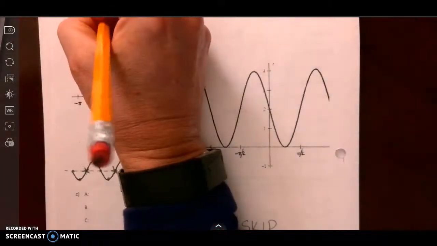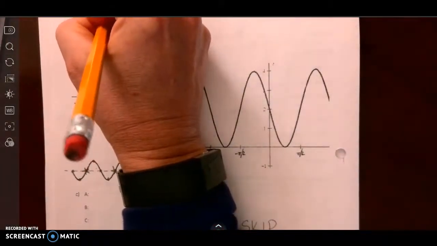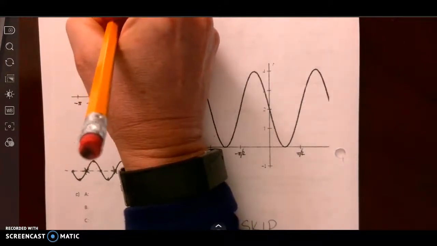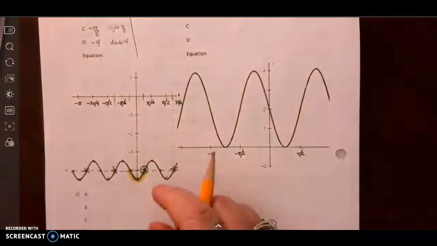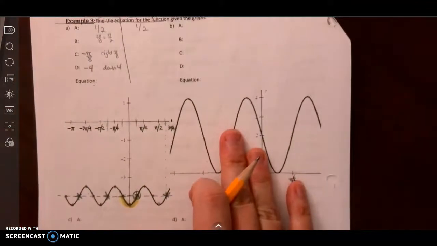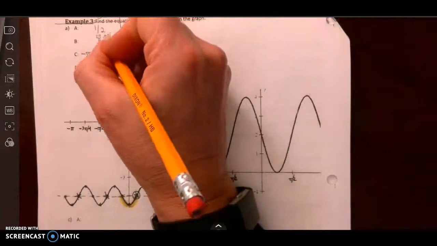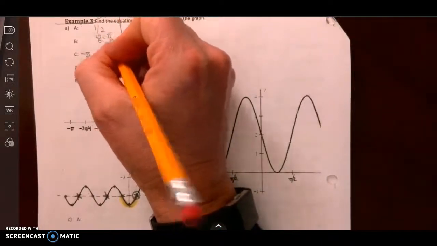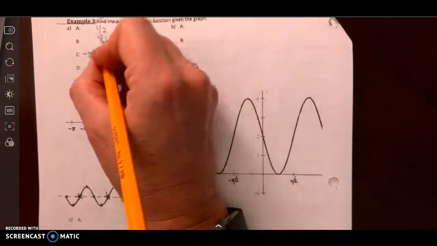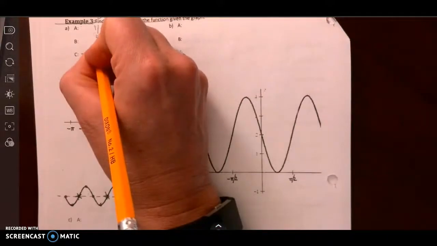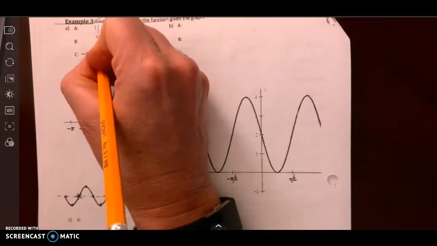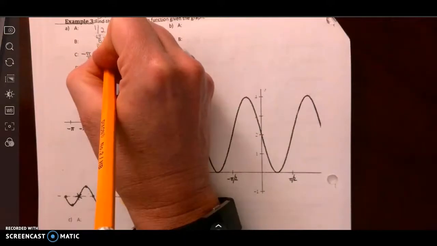So 2 pi over b equals the period, which is pi over 2. So 2 pi over b equals pi over 2. I can cross multiply. And I get b pi equals 4 pi.